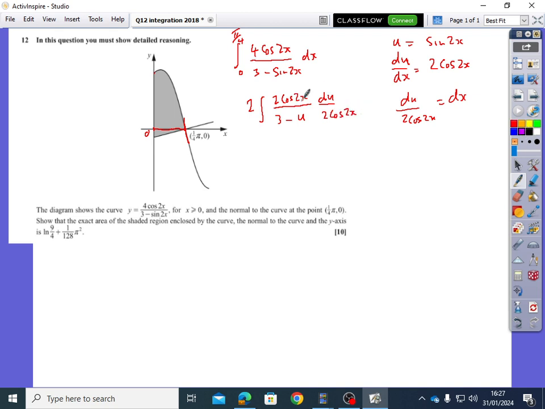I'm just going to use a different color here. These will cancel and that will leave you with the simple integral of 1 over 3 minus u du. Now, you can do this before or after, but now you've got the integral in terms of u, it'd be a good idea to change these limits. Change the limits in respect to u, because the limits are in respect to x at the moment. So that's easily done.